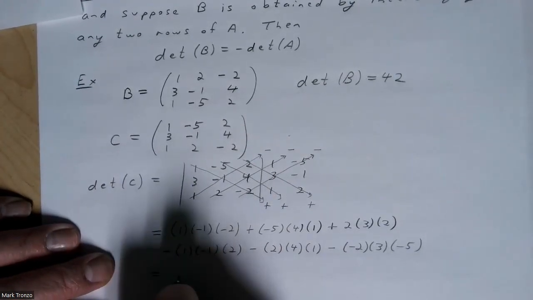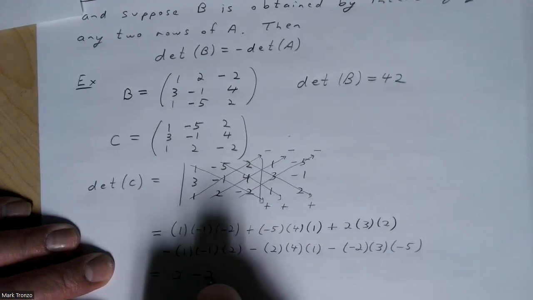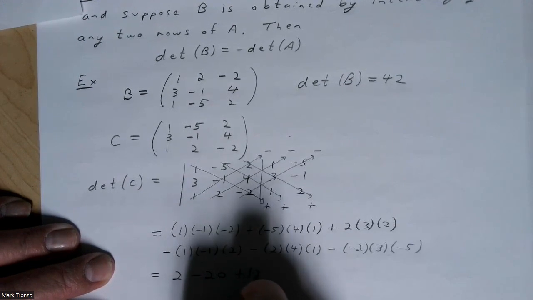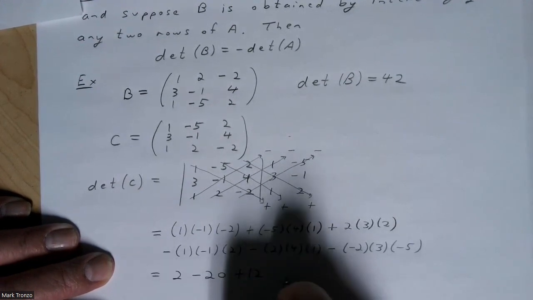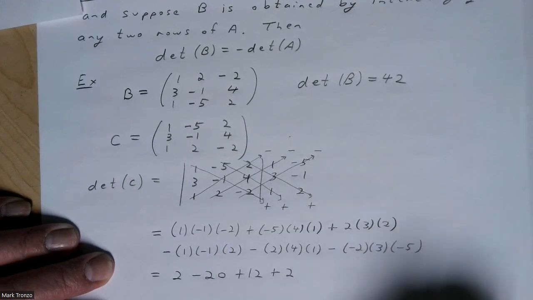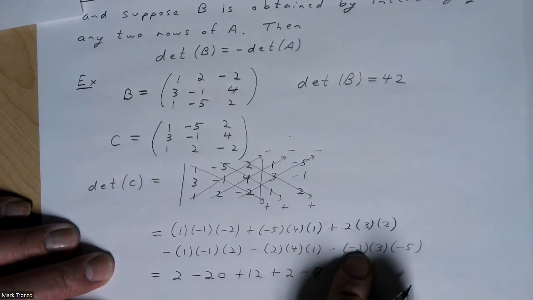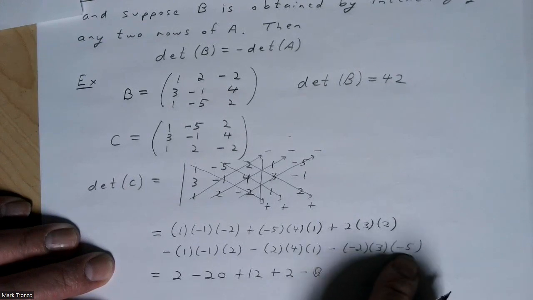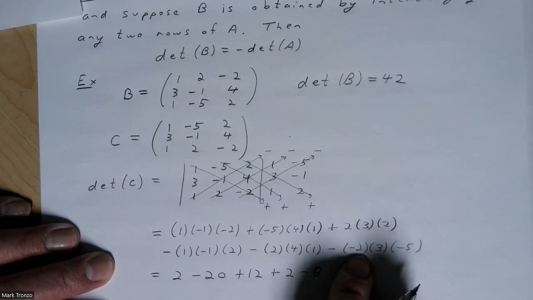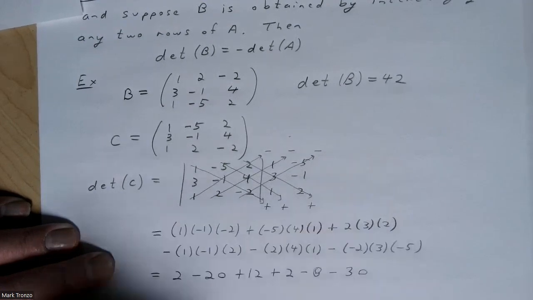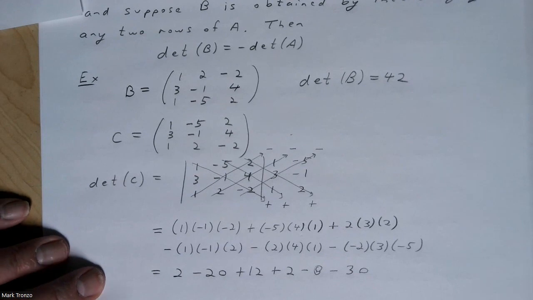So let's say we have this is going to be 2, negative 20. That's going to be what? 2 times 6 is 12. And this will be negative of a negative. That's going to give us a positive 2. And then this is going to be negative 8. And here we're going to have negative 15, another negative, another negative. Looks like it's going to be 3 negatives. So it'll be minus 30.